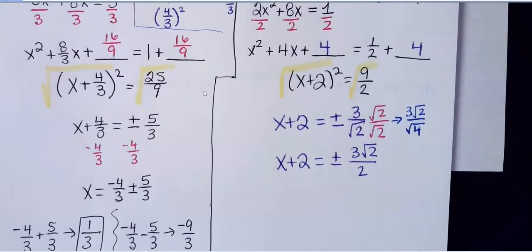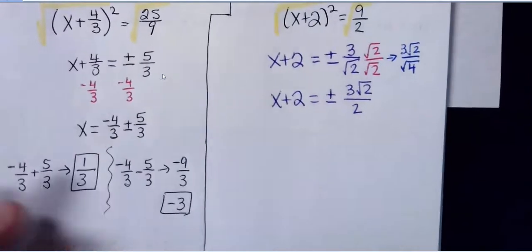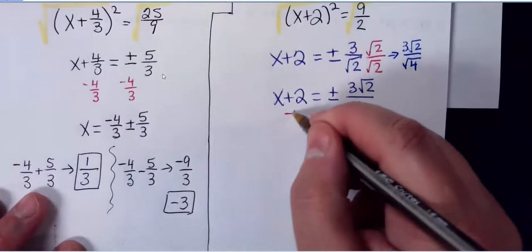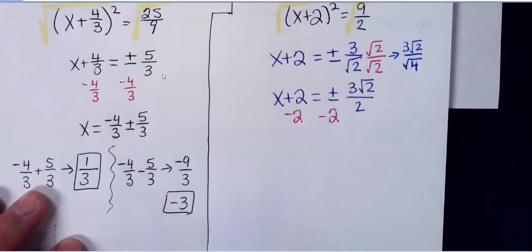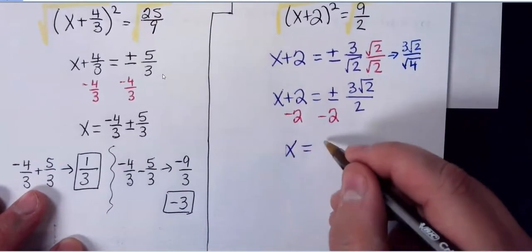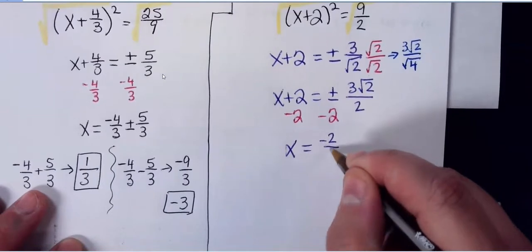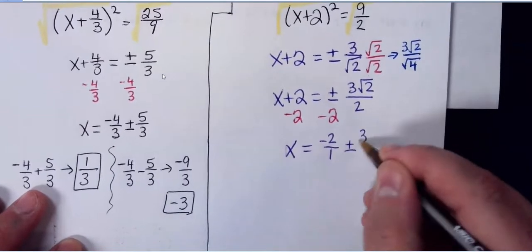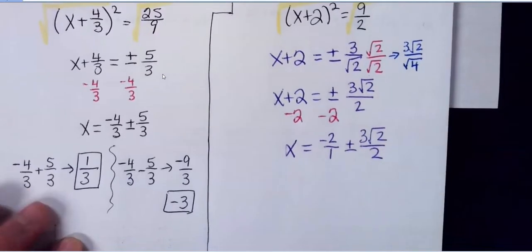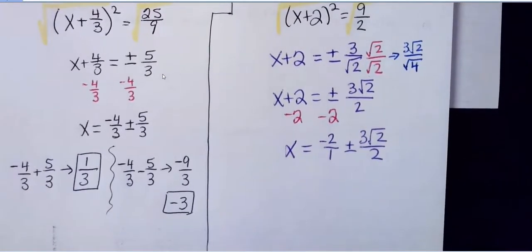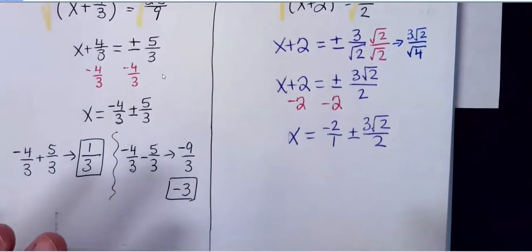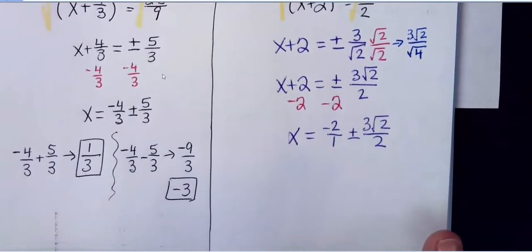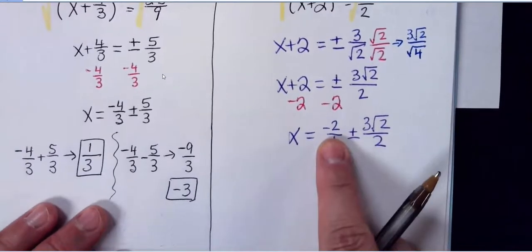Now, to get x by itself, I'm just going to move this 2 to the other side. I was adding it, so we have to subtract it when we move it. So it'd be negative 2 plus or minus 3 roots of 2 over 2. Now, if you want to just do negative 2, you can. Go ahead. You have to have the denominator. You don't have to.